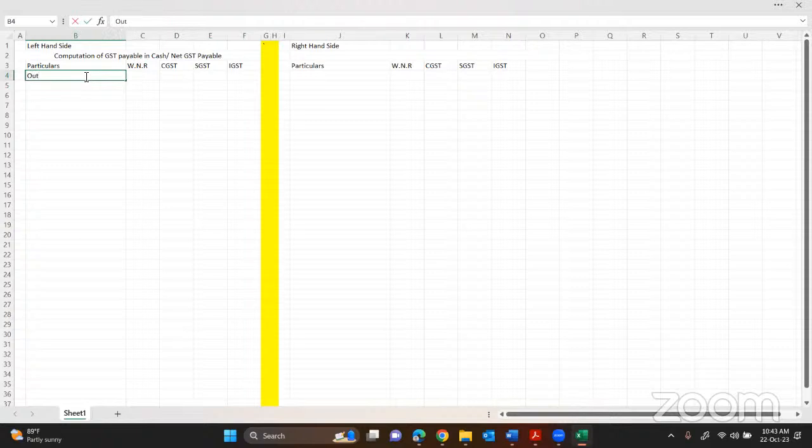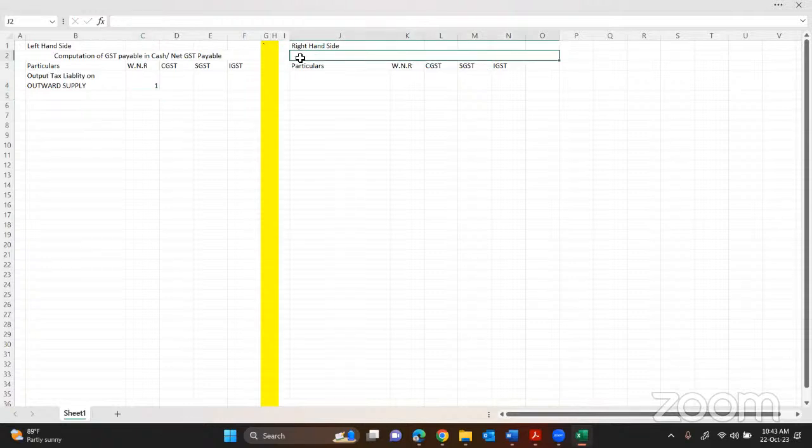So first, output tax liability on outward supply. Output tax liability on outward supply will be working note number 1. Immediately you should come here and you have to put a heading here. Computation of output tax liability of Mrs. or Mr. so and so for the tax period so and so. Put a heading.